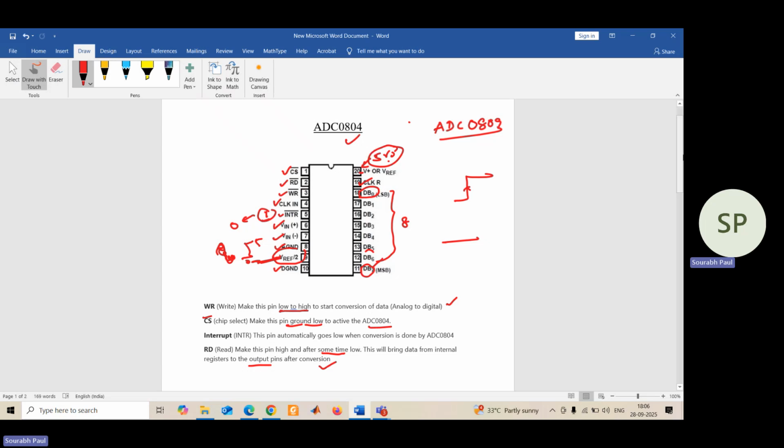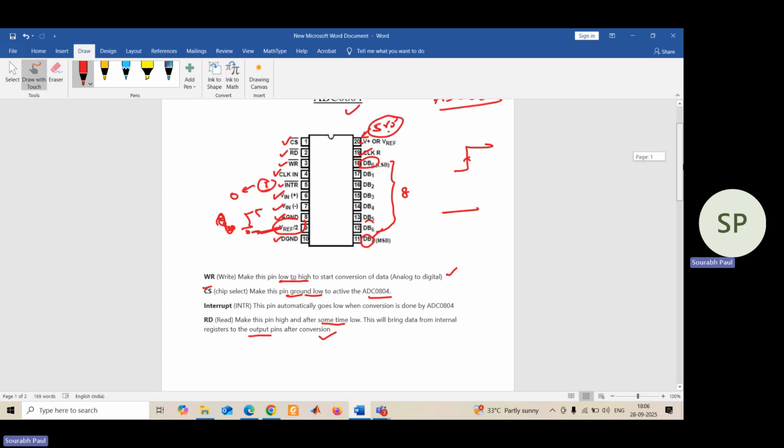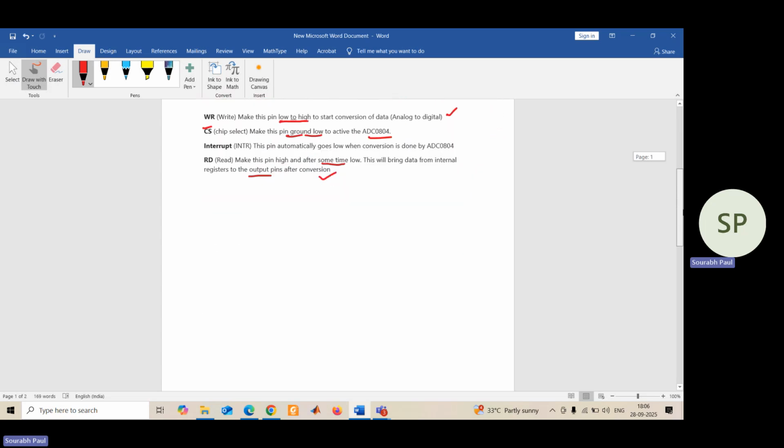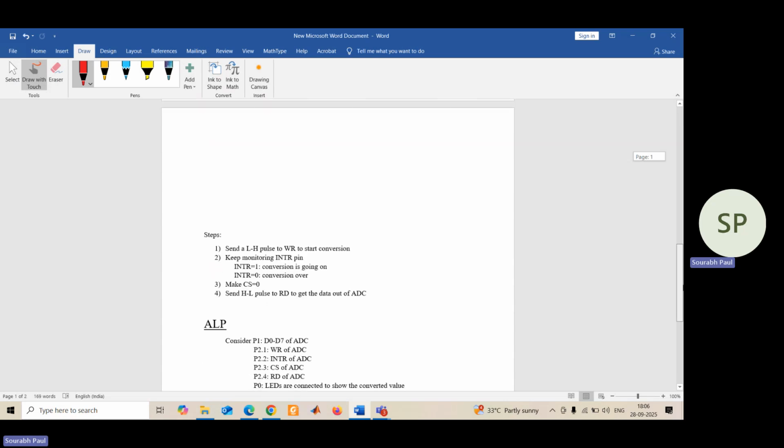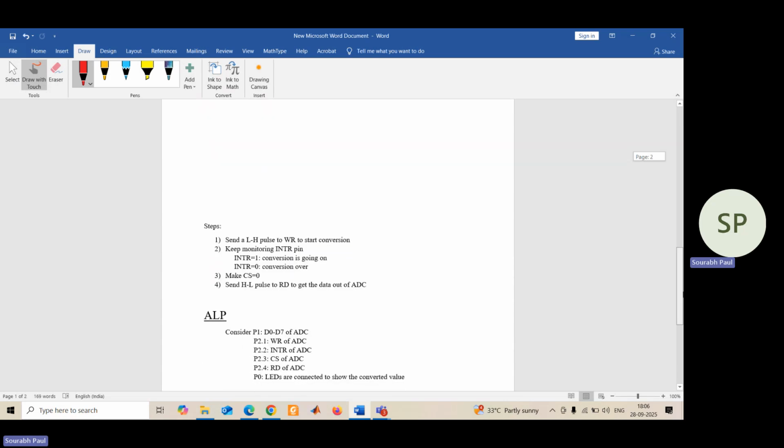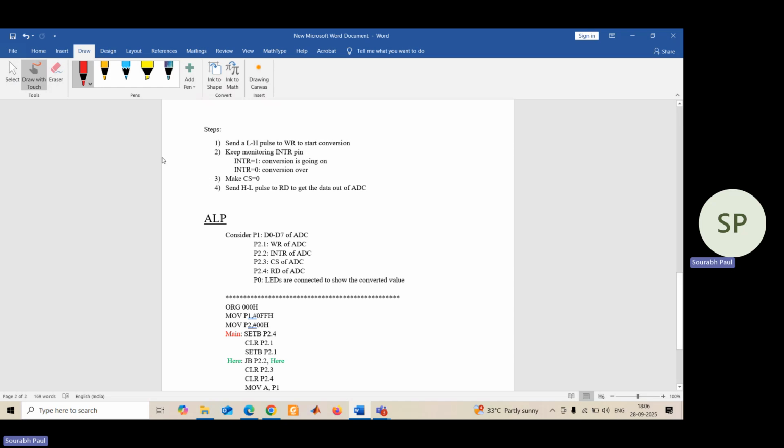Now we shall see what are the steps to be followed to write the assembly language program to do the interfacing between 0804 and 8051. These are the steps you need to follow. First of all, give a low to high pulse in write bar to start the conversion. In this pin you have to give a signal where the transition should be from 0 to 1. Then it will start the analog to digital signal conversion.